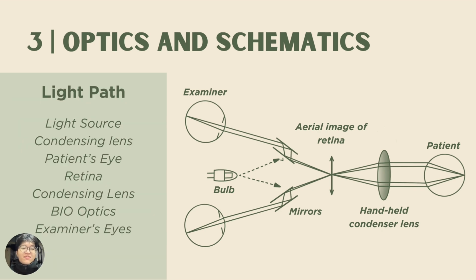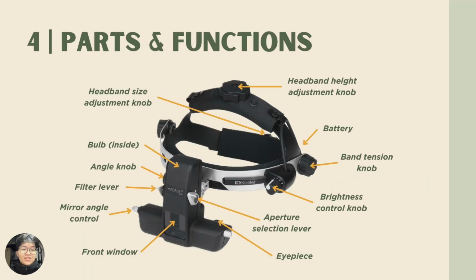Now again, to simplify further, the light source emits light which is then focused on the patient's pupil by a condensing lens. This light enters the eye and is directed towards the retina where it is reflected back. The reflected light passes through the condensing lens once again, magnifying the image. The BIO's internal lens system further magnifies and inverts the image, projecting it into the examiner's retinas for detailed examination of the fundus.